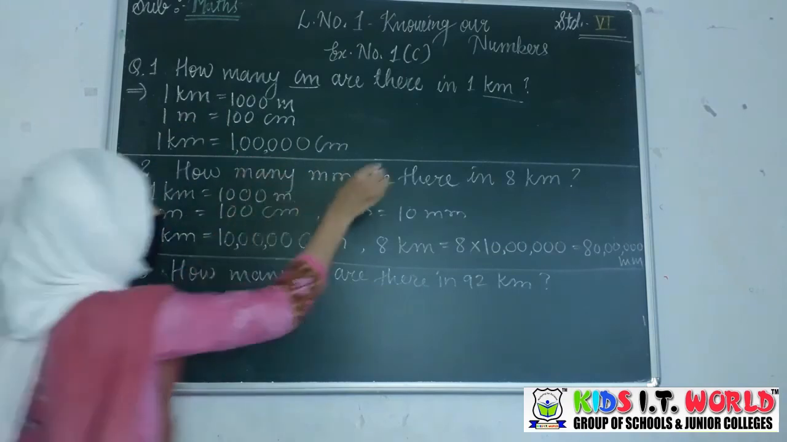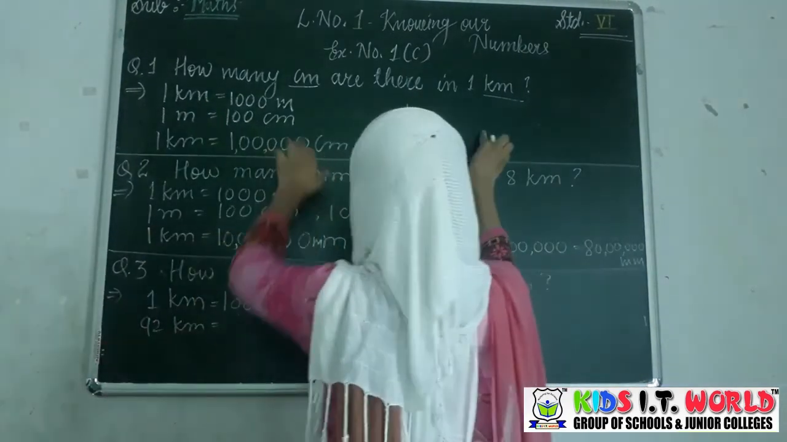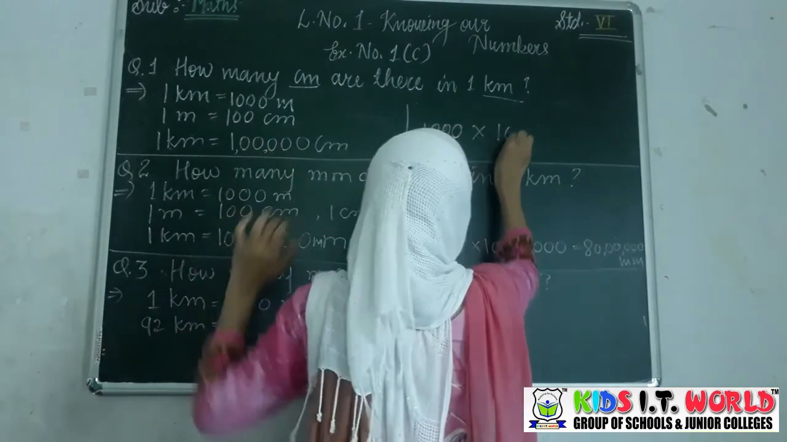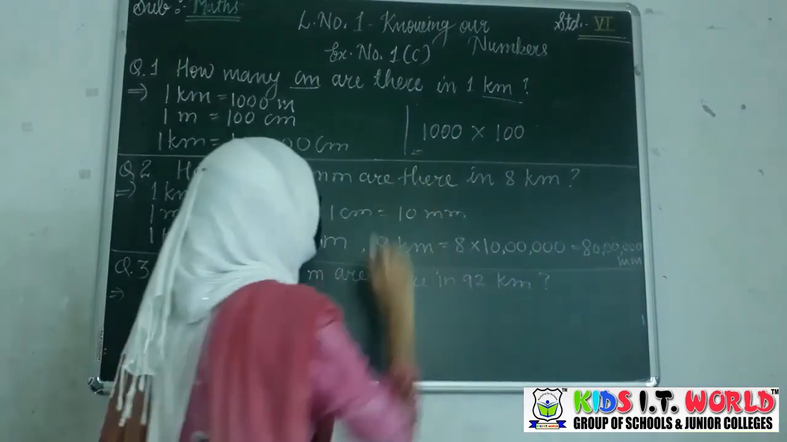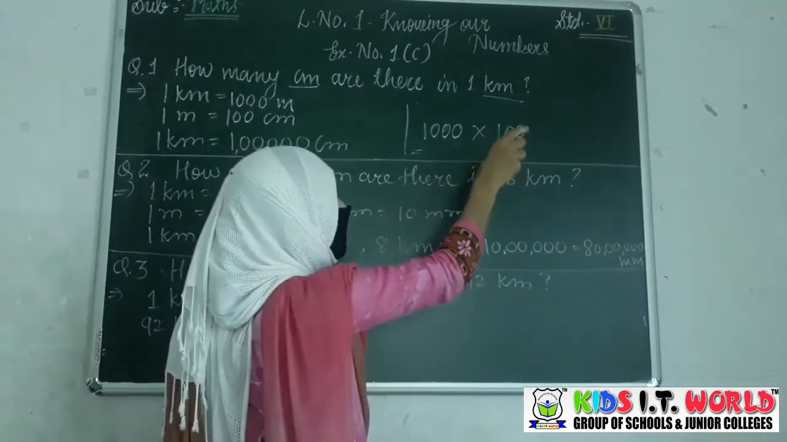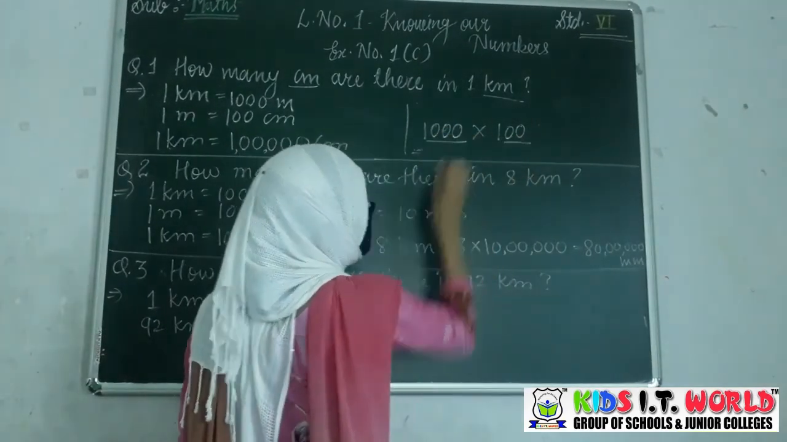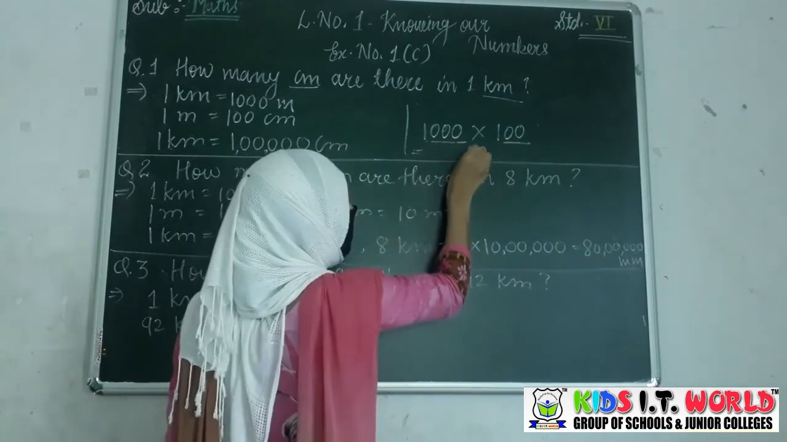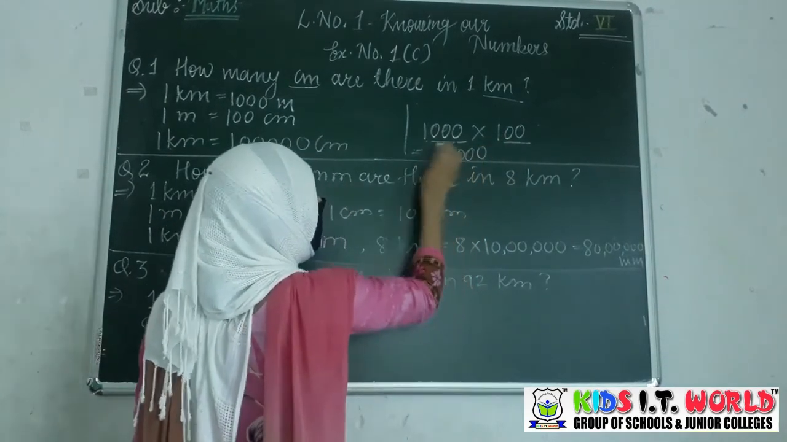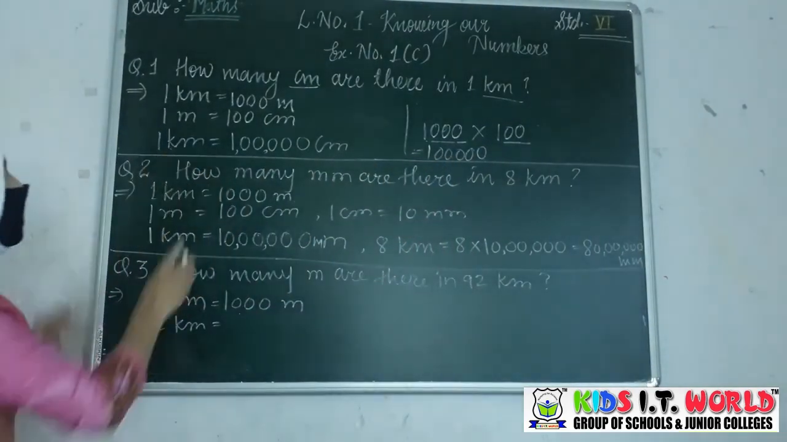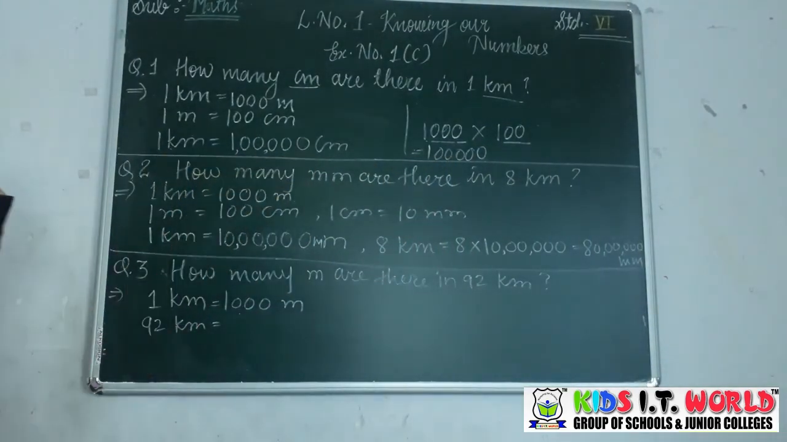So for that, simply here I am doing the rough work. You will multiply this 1000 and this 100. And we have seen how you will do the multiplication of tens, 100 and 1000. Just see how many zeros are there. 1, 2, 3, 4, 5. And here 1. In this way, you got the value 1 kilometer is equal to 1 lakh centimeter.